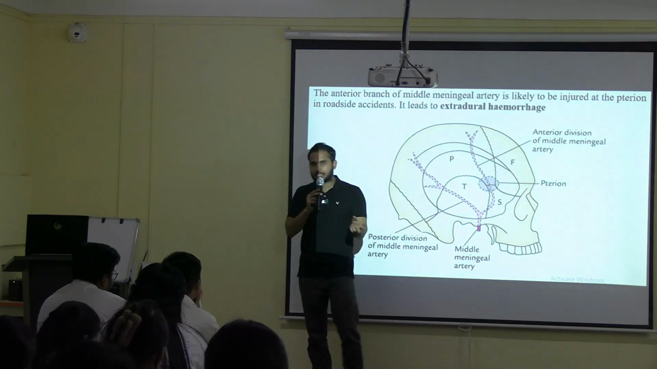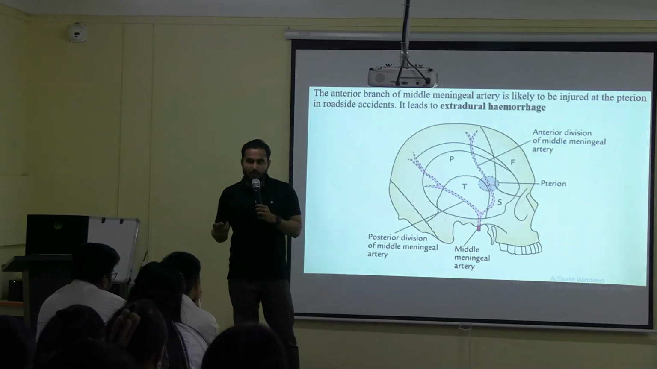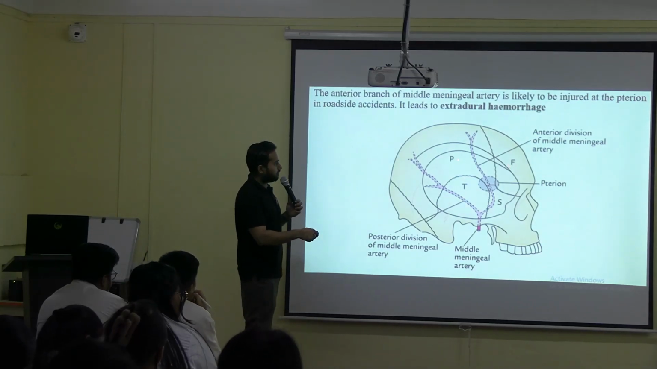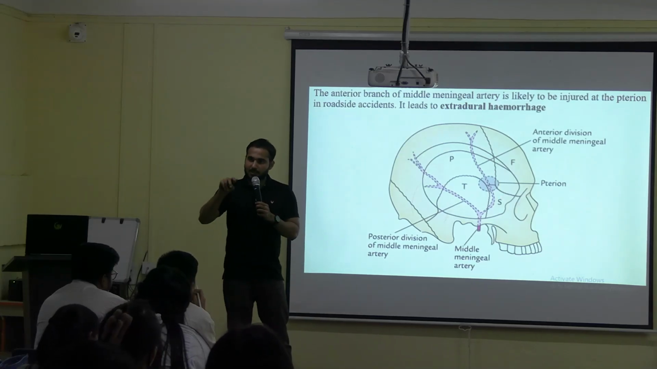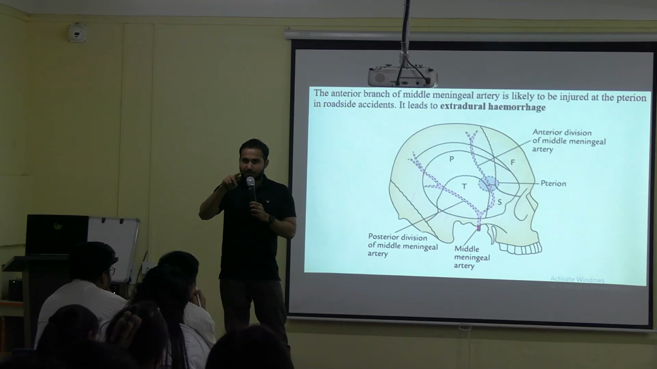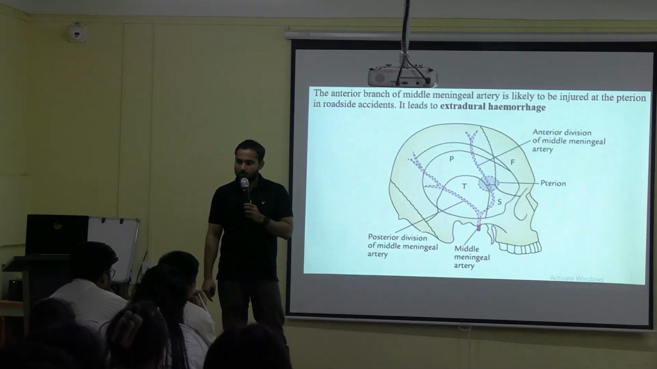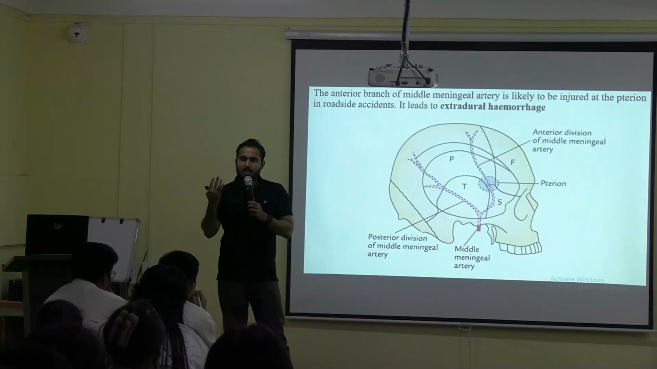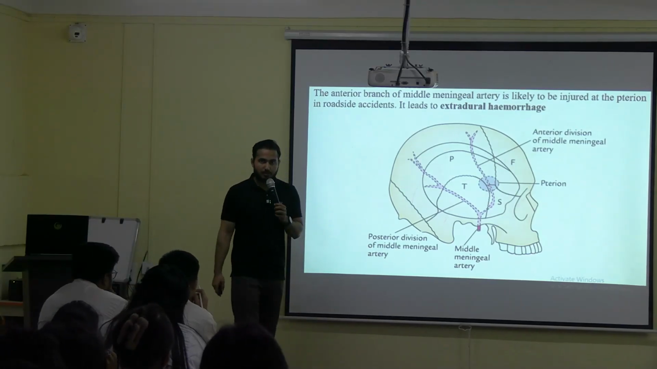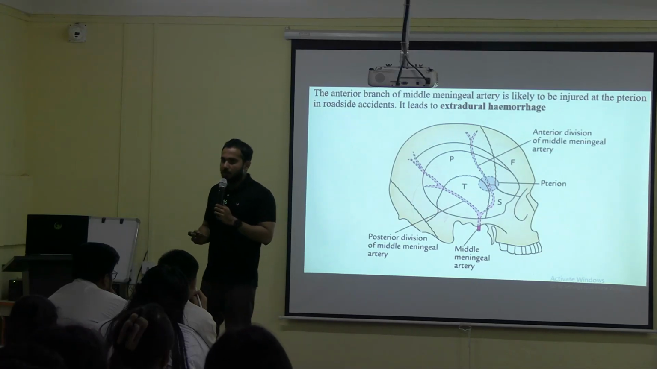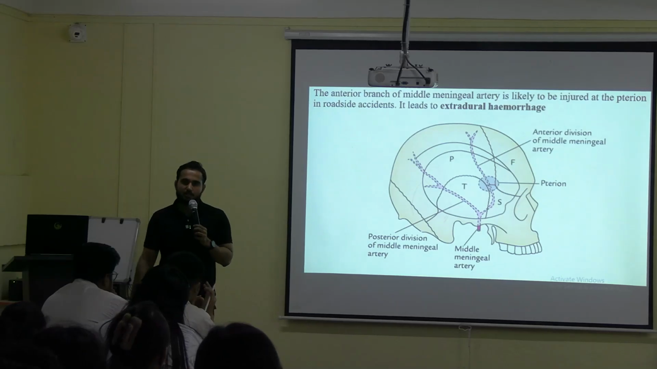Actually pterion is nothing but an H-shaped suture. And how is it formed? It is formed between the frontal bone, parietal bone, temporal bone and sphenoidal bone. ठीक है, ये 4 bones आके इस point में attach होता है by forming an H-shaped suture, and that point is called pterion. Just deep to the pterion, which artery is present? The anterior division of the middle meningeal artery is there. Okay, so a road traffic accident or a blow to the side of the head can rupture this artery.